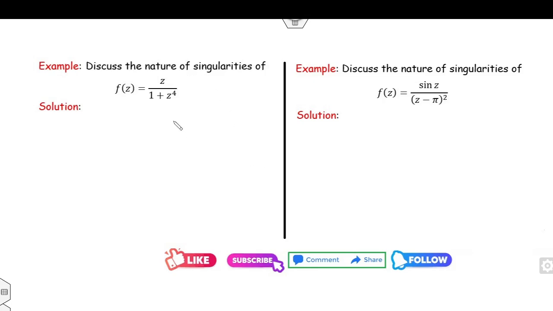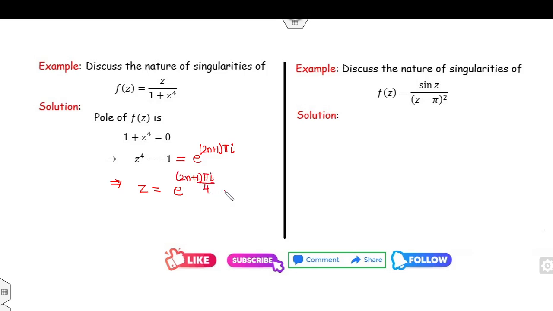Discuss the singularity of the function. Again, I can find the pole of the given function. That is z to the power 4 equal to minus 1. How can you write the minus 1? It is e raised to the power iota pi, or in terms of n, as I mentioned previously, an odd number 2n plus 1 pi iota. Can you find the value of z? It is e raised to the power (2n plus 1) pi iota divided by 4, where n is an integer.